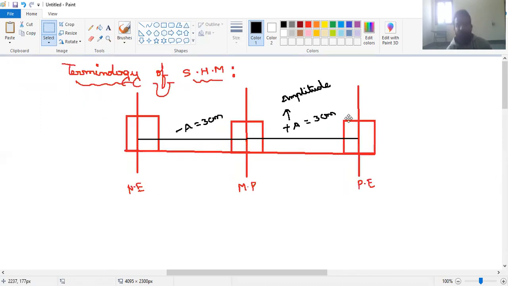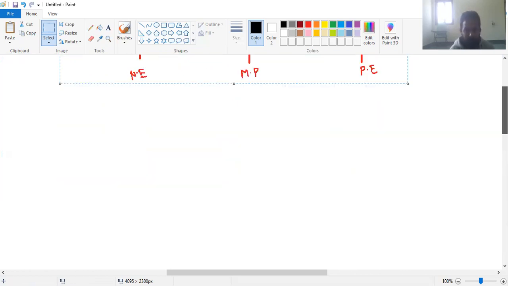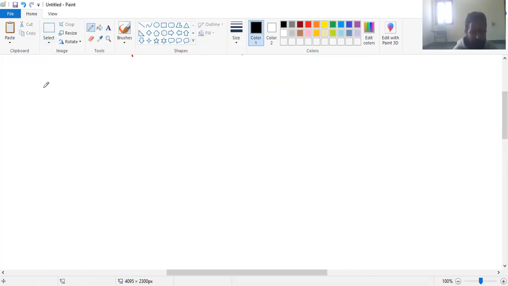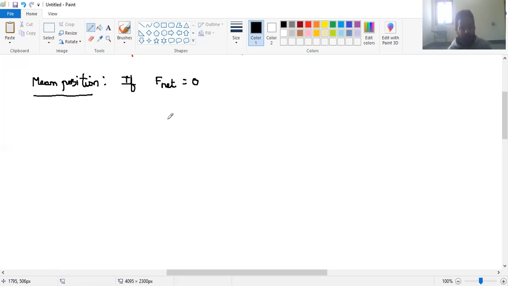Okay. Now see, the first one which I am going to discuss is mean position. I have already discussed mean position with you. What is mean position? If f net is equal to 0 at a position, such a position is known as mean position.